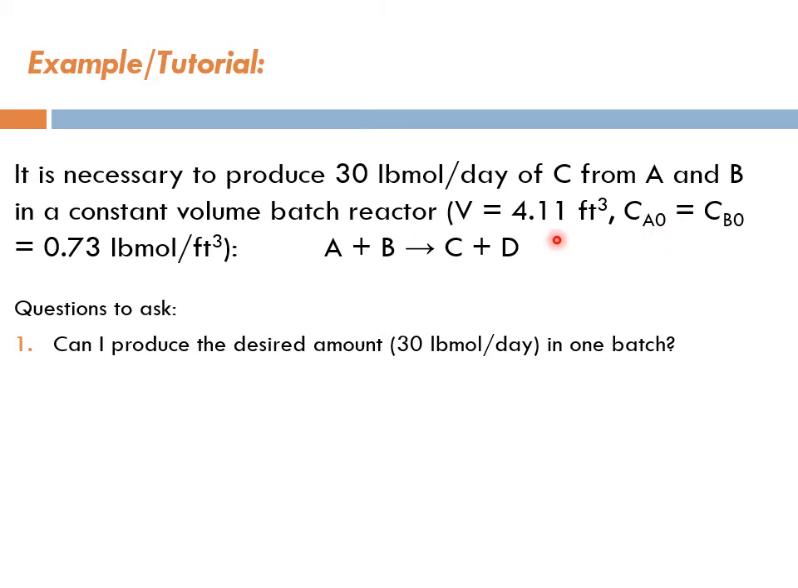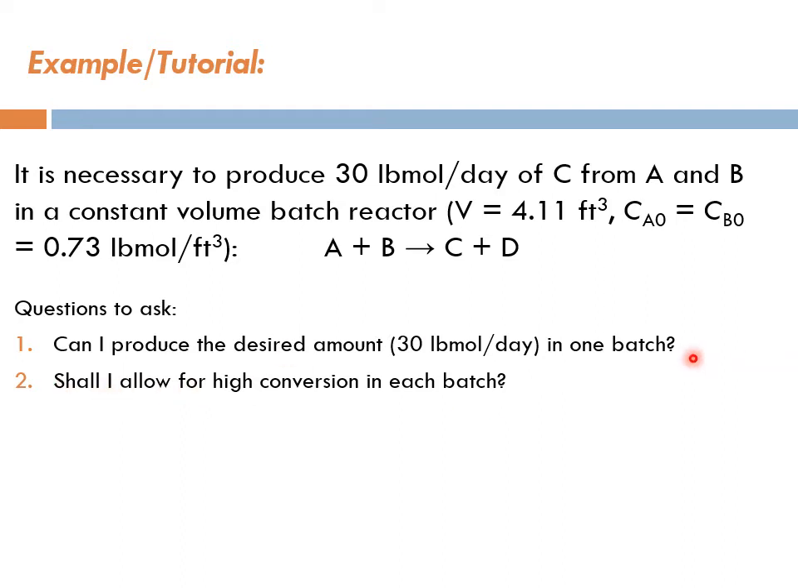Obviously, you would calculate how many moles of A you're initially putting. So C_A0 times V gives you the number of moles that you are initially putting into the reactor. And if you have 100% conversion, that would be the amount of C that you'll get. And it will be much lower than 30 pound-mole per day. So obviously, I cannot produce this amount in one batch. Then the second question: shall I allow for high conversion in each batch? So should I leave the reaction to proceed until I get high conversion?